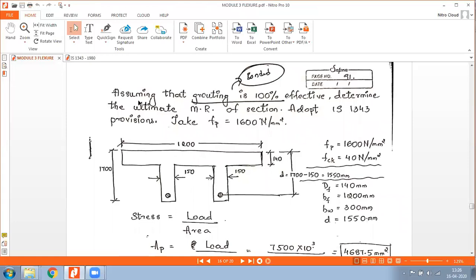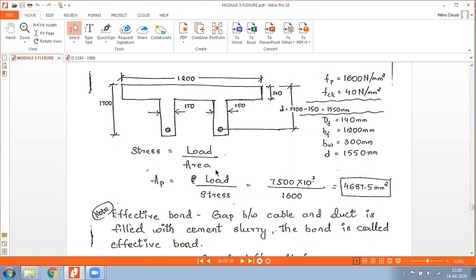Also, he has given in the question that assuming that grouting is 100%. Well, grouting is 100% means it is a bonded one, means it is a pre-tension element. Determine the ultimate moment of resistance of the section. Adopt IS 1343 provisions. Take Fp is equal to 1600 Newton per mm square. So this is the given conditions.